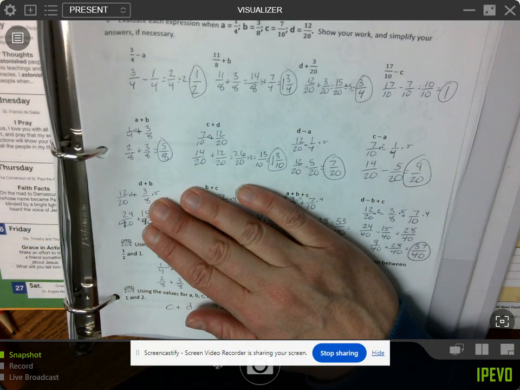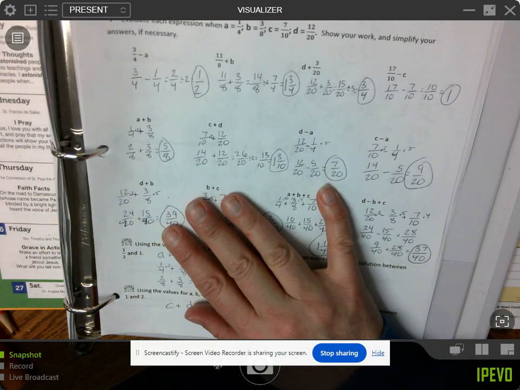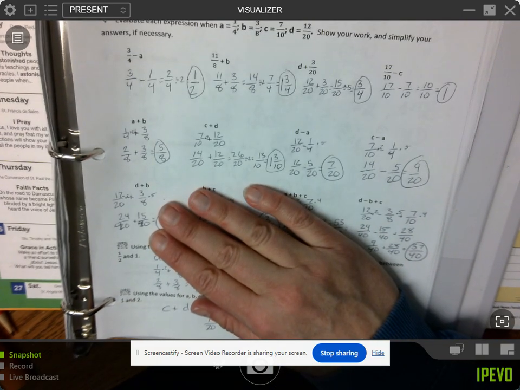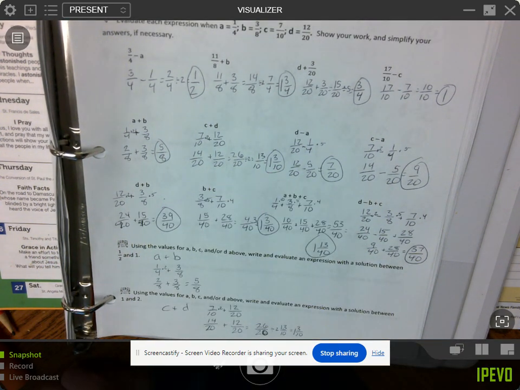Next row, we have 5/8, 13/10 or 1 3/10, 7/20, and 9/20. Any questions on that row? Madison. How did you get 7/20? I got 3/5. So, did you have 12/20 minus 5/20? Oh, I didn't. Or sorry, did you have 12/20 minus 1/4? Yes. Okay, so we started with the right one.